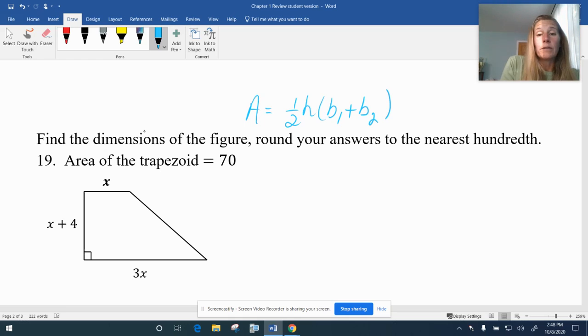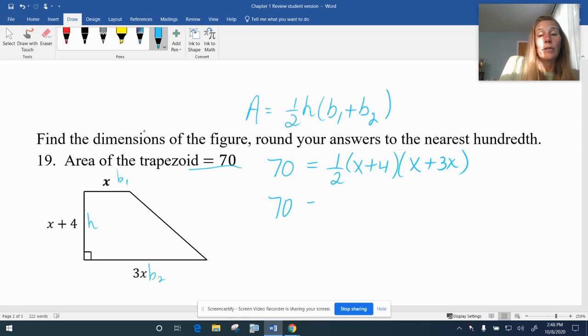So if we wanted to fill this in, right? So this is our height. This is one of our bases. This is our other base. And we, of course, know the area is 70. So I could go ahead and write 70 equals 1/2 times x plus 4 times x plus 3x.